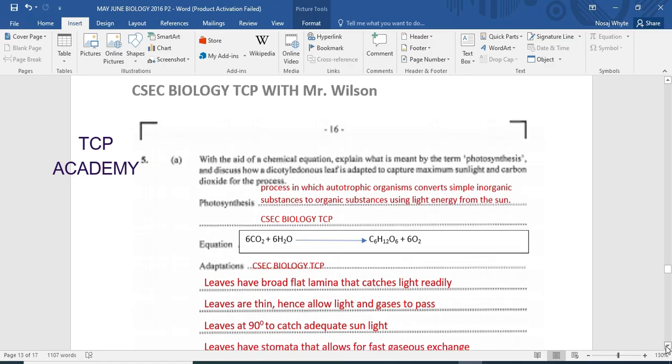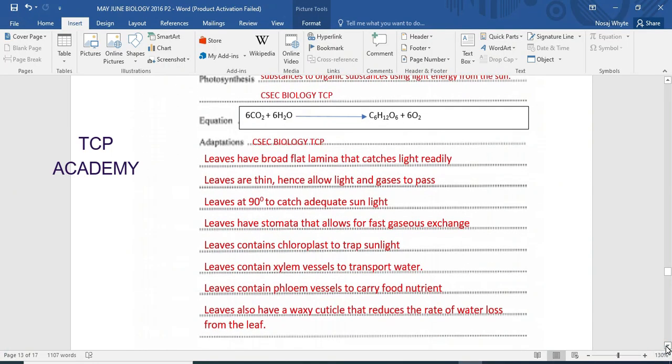Now, the adaptation of a leaf for photosynthesis, this is textbook, and a lot of things can be said. The leaves are broad and flat, and they have this flat lamina that catches light readily. They are thin, hence they allow light to pass through very quickly. They lie at 90 degrees to catch adequate sunlight. They have stomata for gaseous exchange. The leaf contains chloroplasts to, of course, trap the sunlight.